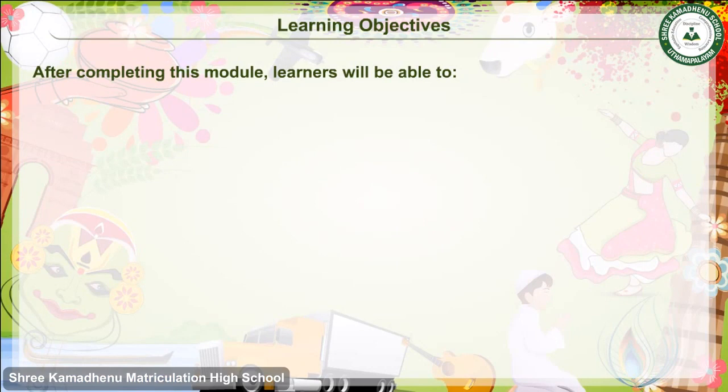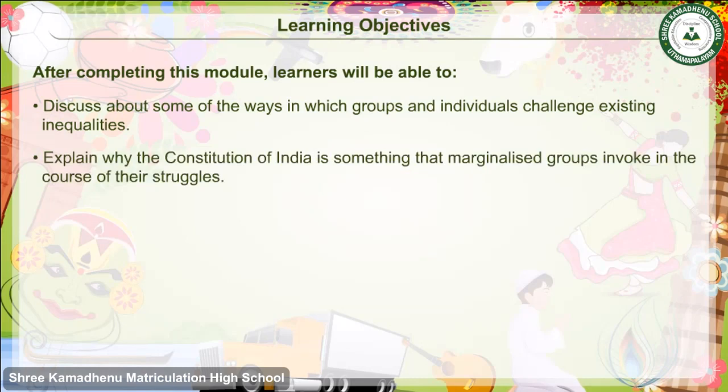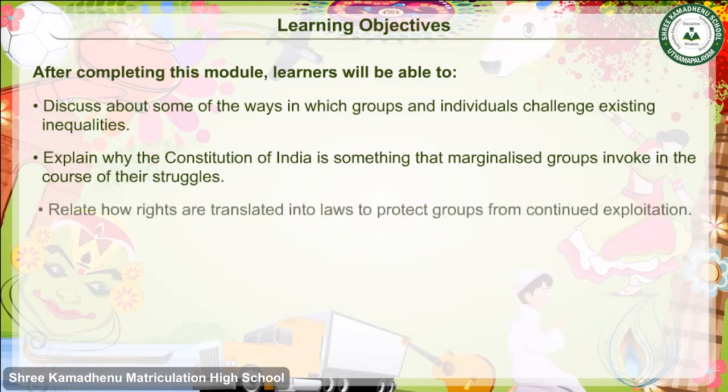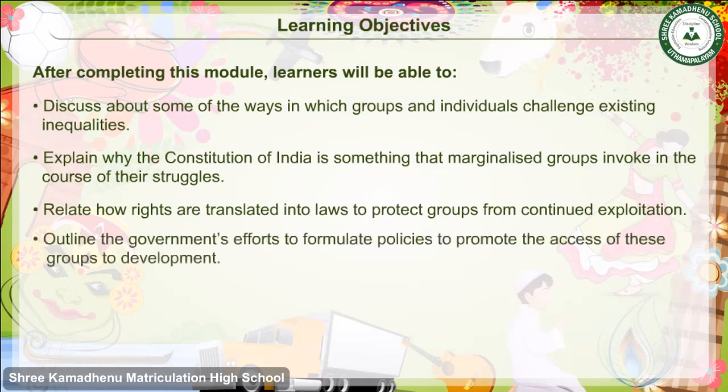Learning objectives. After completing this module, learners will be able to discuss some of the ways in which groups and individuals challenge existing inequalities. Explain why the Constitution of India is something that marginalized groups invoke in the course of their struggles. Relate how rights are translated into laws to protect groups from continued exploitation. Outline the government's efforts to formulate policies to promote the access of these groups to development.